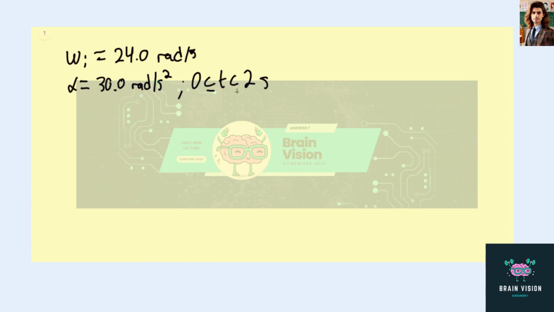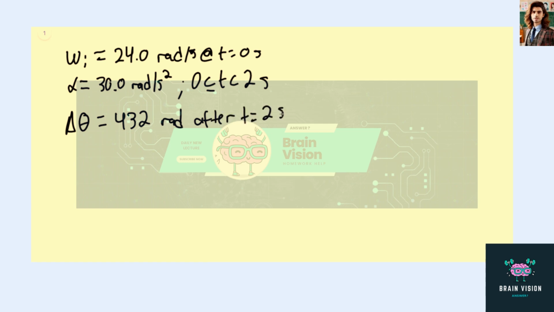And actually, you can do like that. So we can say that this is at t equals 0 seconds. And then they want us to find the angular acceleration from 2 seconds to the end, to when the wheel stops, essentially. And we also know that delta theta is 432 radians, but this is only after t equals 2 seconds.